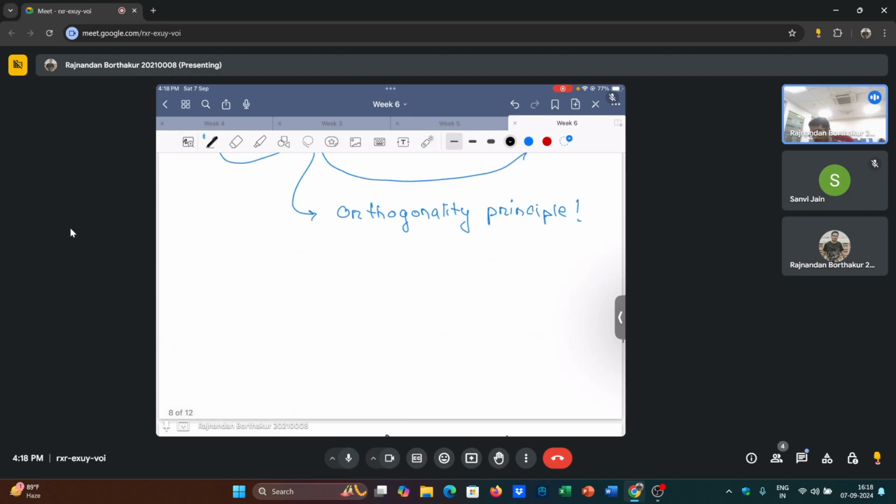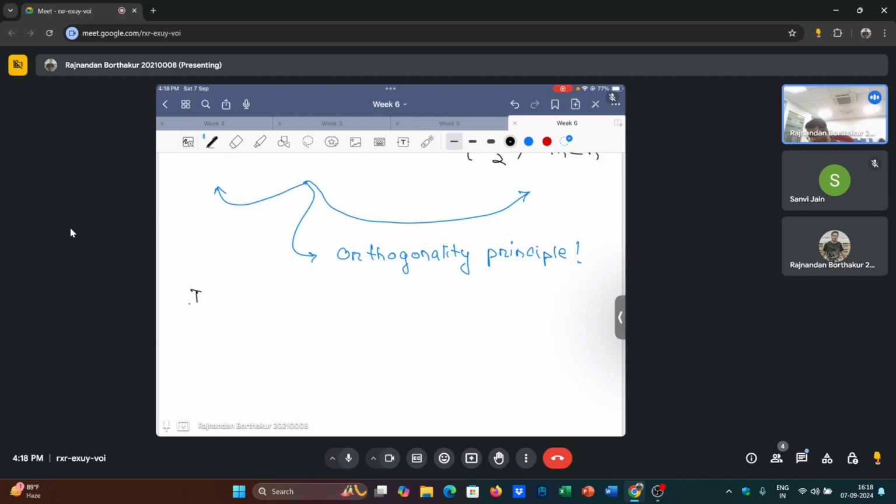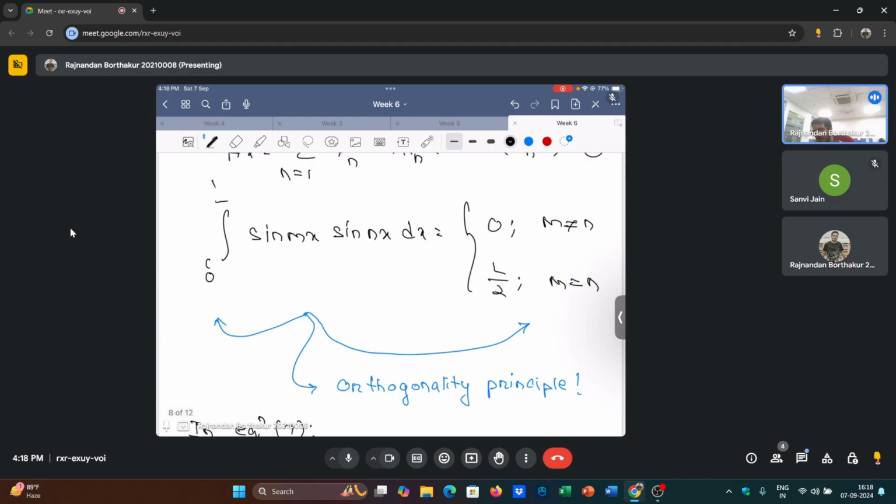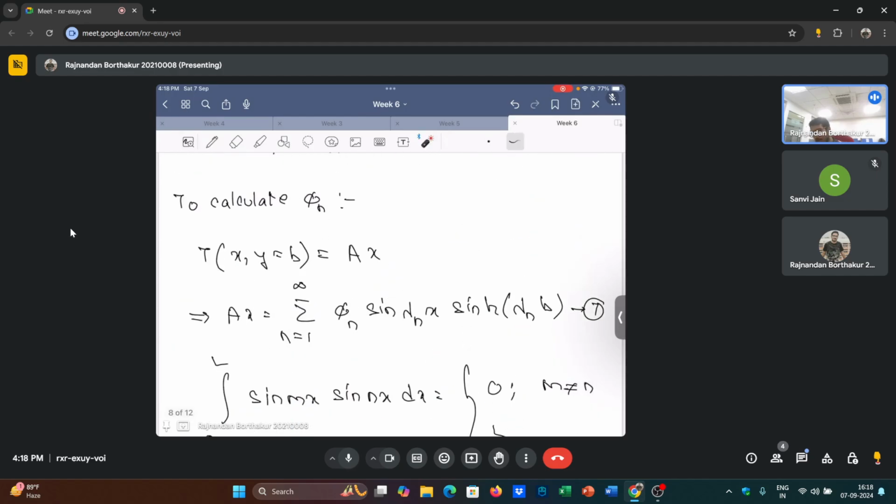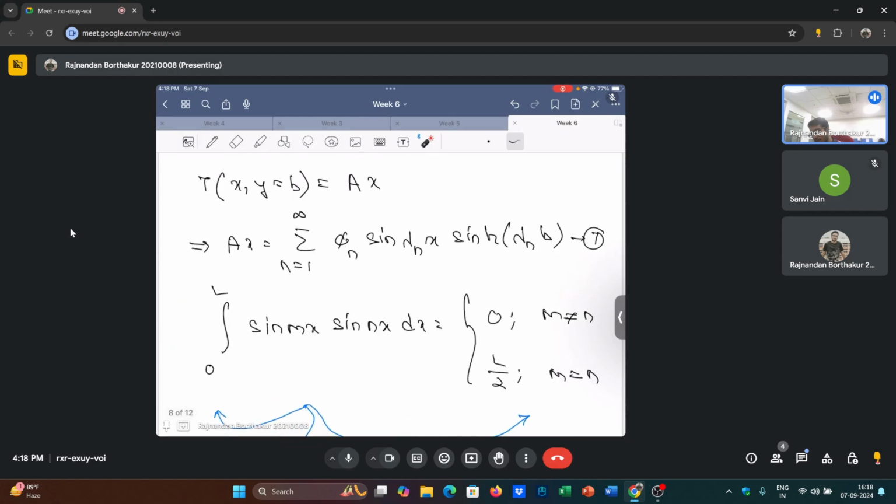In equation 7, we will do a simple step. We will write this lambda n. We know lambda n is n pi by a. So I will just substitute its value and write this lambda n as n pi by a.